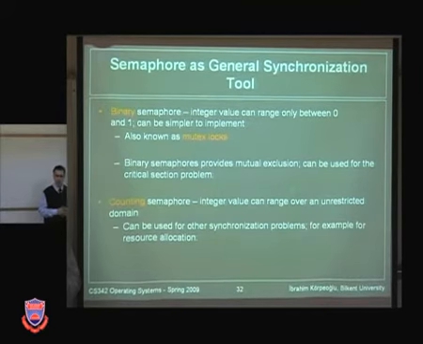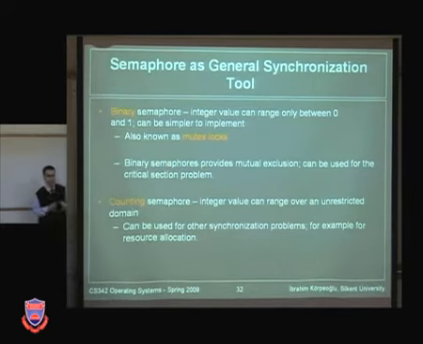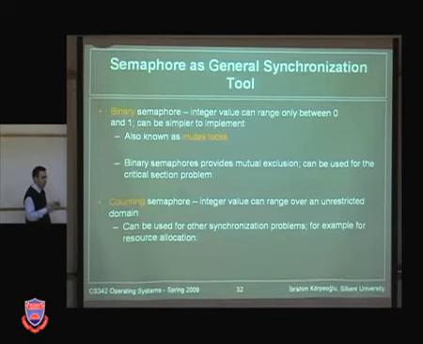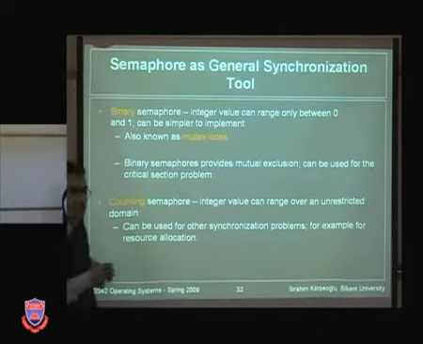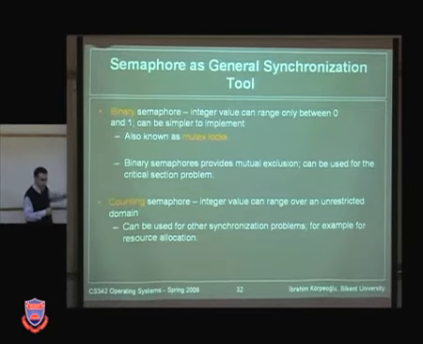So a binary semaphore can be initialized to at most 1, and such semaphores are also referred to as mutex locks, mutual exclusion locks. That means they can be used to provide mutual exclusion. In other words, they can be used to solve the critical section problem, which requires mutual exclusion. So binary semaphores provide mutual exclusion and can be used for the critical section problem.